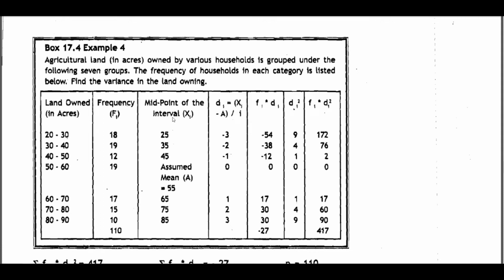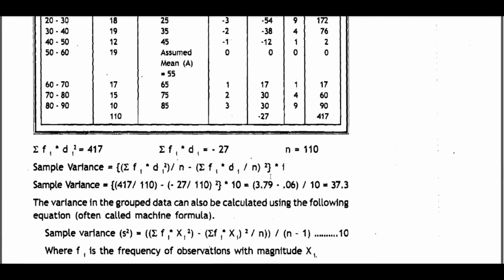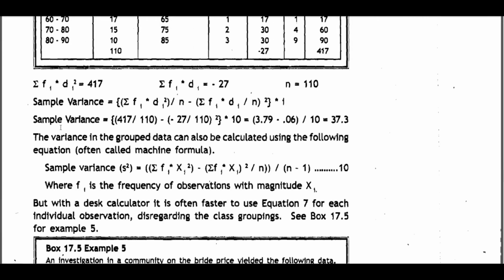The midpoint of the interval is 25, because 20 plus 30 divided by 2 is 25. Similarly, 30 plus 40 divided by 2 is 35. Then we have the number of frequencies. If you put these into the formula, we will get this value, and from this we can find out the sample variance.